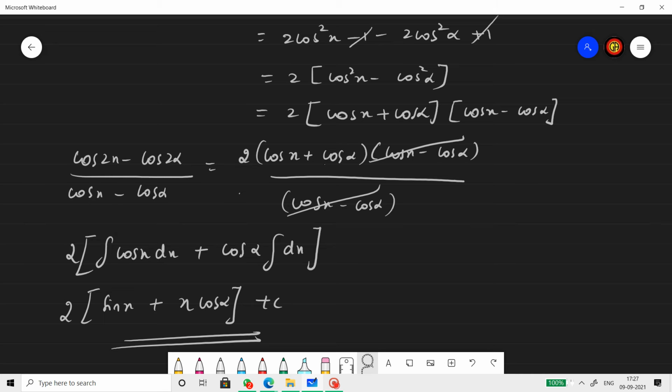And then start integrating. Cos x integrates to sin x. Cos alpha is a constant, so it will stay out of the integration. Integration of dx is x. So remember, cos alpha is a constant, so you should take it out just like we took out 2. So the answer is 2 times sin x plus x cos alpha, plus c.